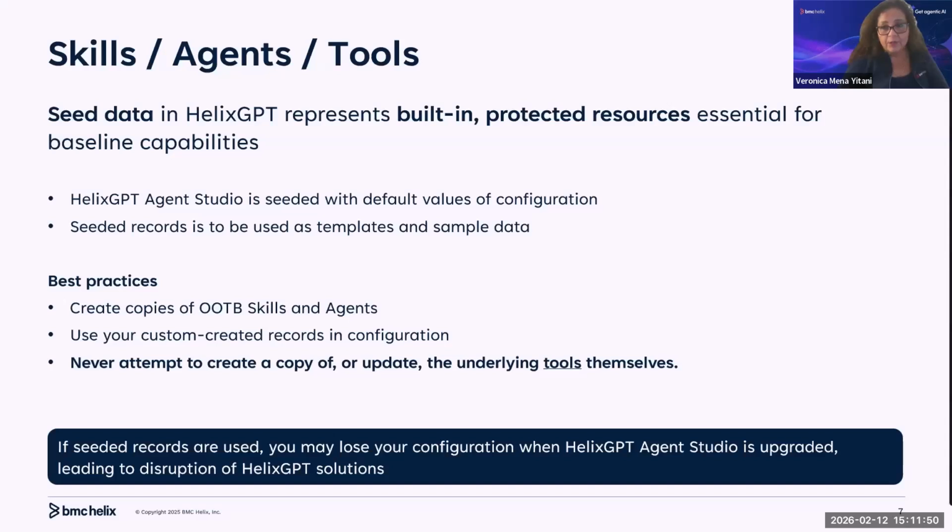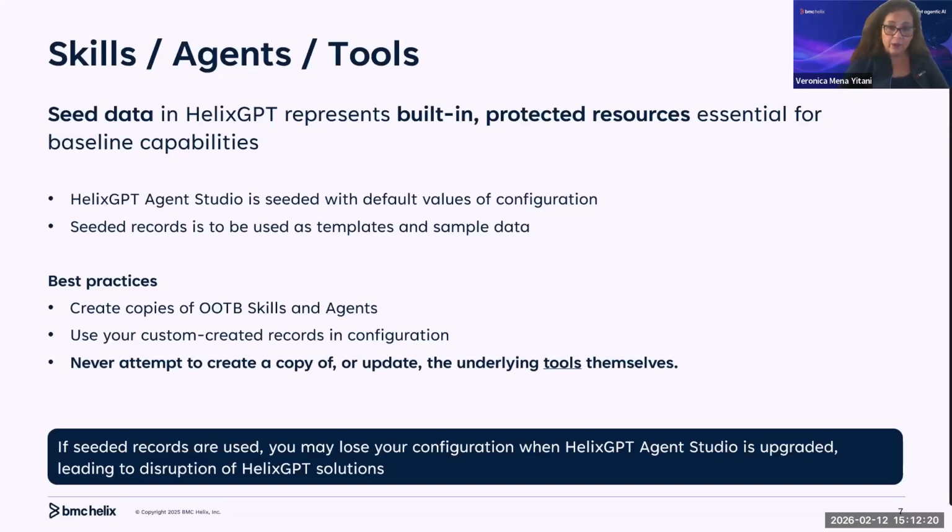Because these seeded records are part of the core system, they are subject to change during platform updates. Therefore, our primary best practice is to create a copy of the out-of-the-box skills and agents. Keep in mind that if you use the original seeded records directly, you may lose your configuration when the Helix GPT Agent Studio is upgraded. An upgrade can override those default records, leading to a disruption of your Helix GPT solution.